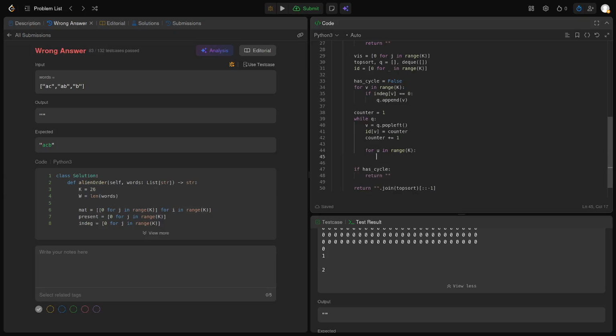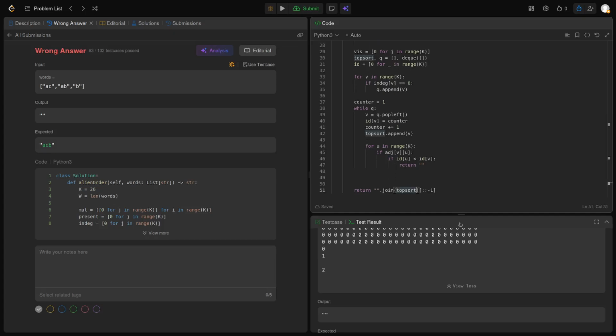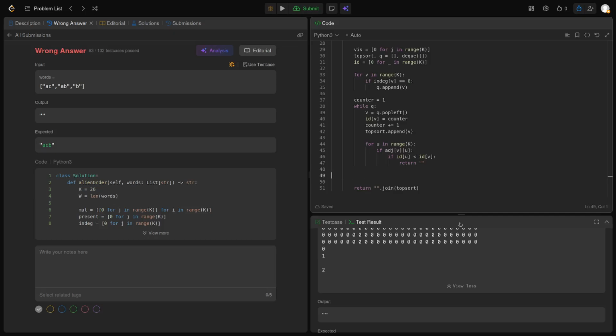Okay, so essentially we number them, and then if we can go there, then we check this, right? So if id of u is smaller than id of v, then we return because there is a cycle, right? Top sort append vertex, right? That's interesting. And then we remove this part because that is crap.